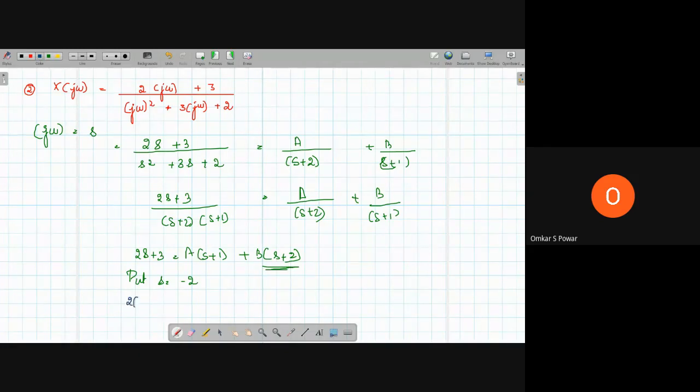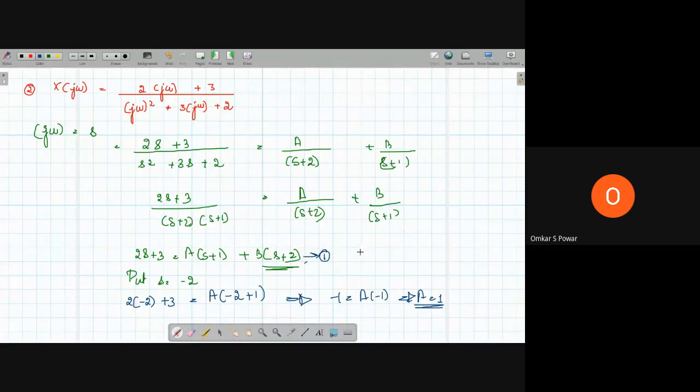So 2 into minus 2 plus 3 is equal to a into minus 2 plus 1. So this one can be simplified as minus 4 plus 3, which is equal to minus 1, a into minus 1. Therefore a is equal to 1. Okay, so this is our equation 1. We have got the value of a as 1.